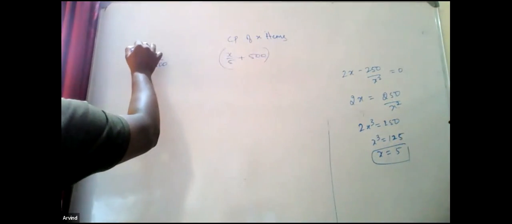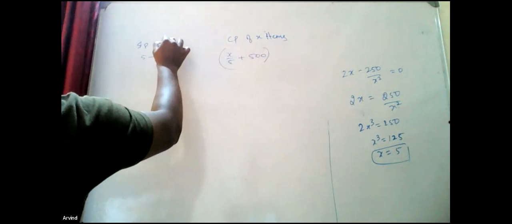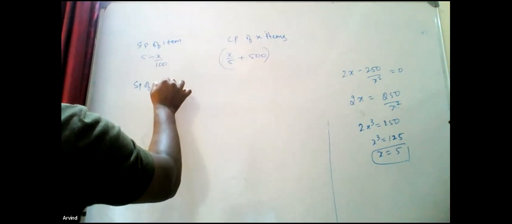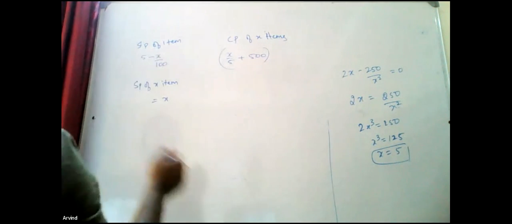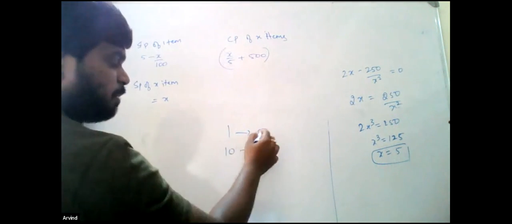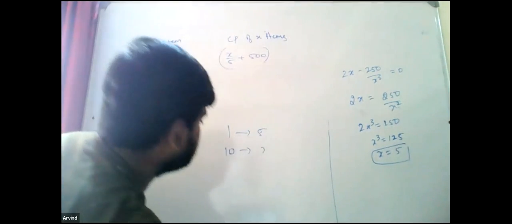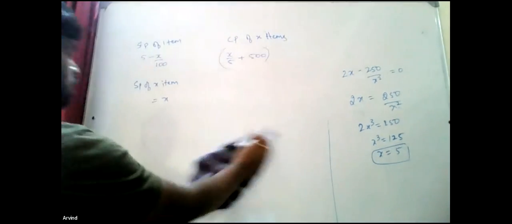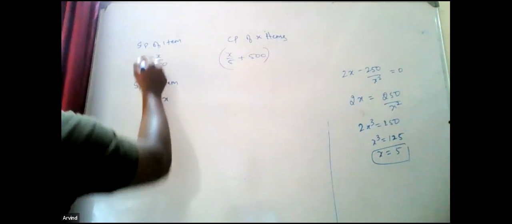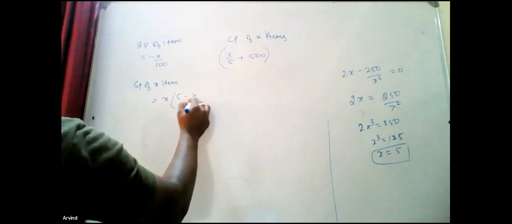This is the selling price of one item. So for x items, the selling price of x items will become x into this. For example, if 1 pen is 5 rupees and you sell 10 pens, what will you do? You will multiply 10 and 5. Same logic: one item is so much, so x items will become x into this. That will be the selling price.